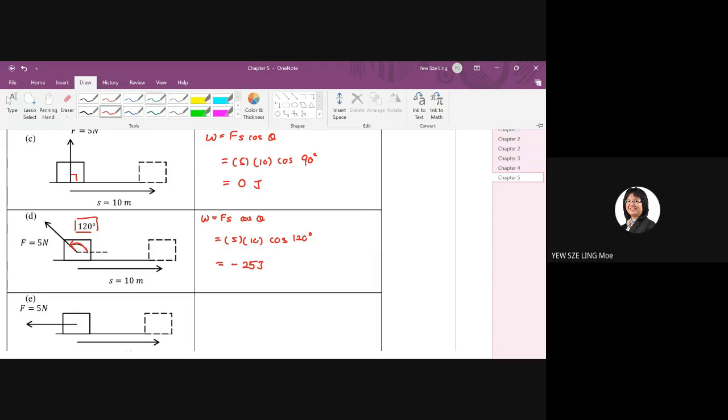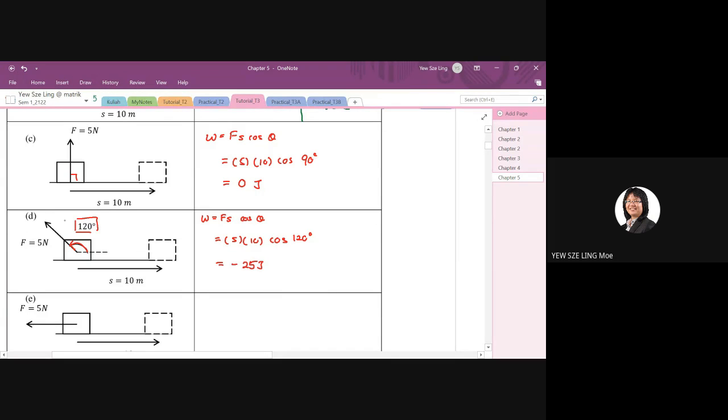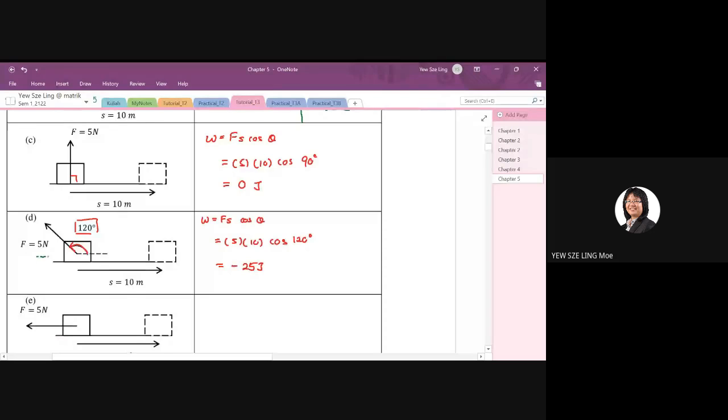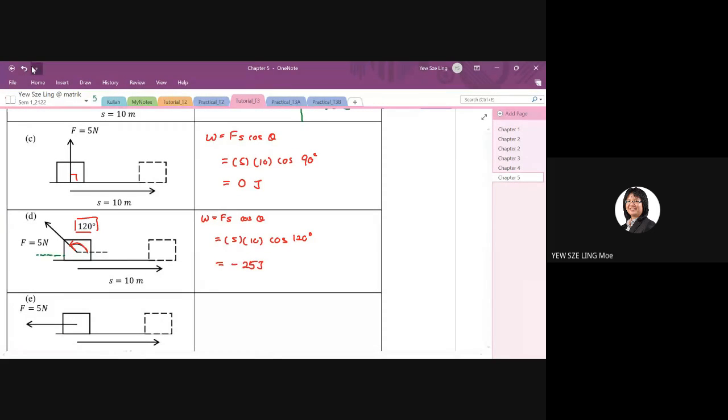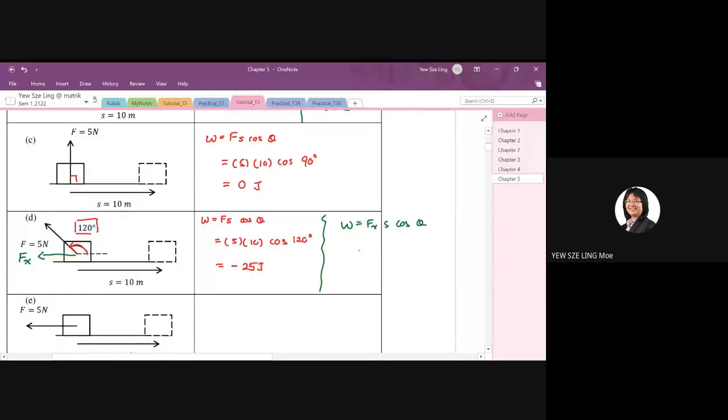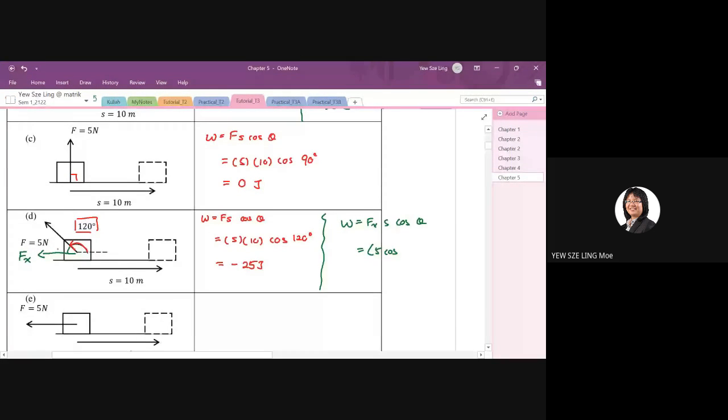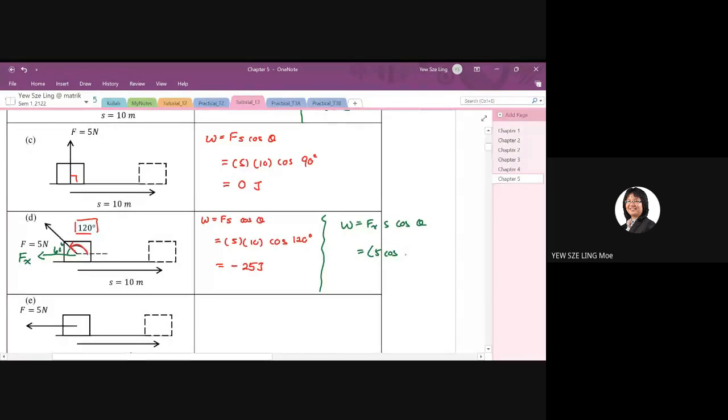Now, what if I want to use the green color method to solve it? So you resolve this force. What is going to happen here is that you will have the Fx that is going to the left-hand side. Okay, so this is your Fx. So you resolve it first. W equals Fx s cos theta. So my Fx is now 5 cos, how many degree? Again, it's 60 degree. Cos 60 degree times S, which is 10 meter.